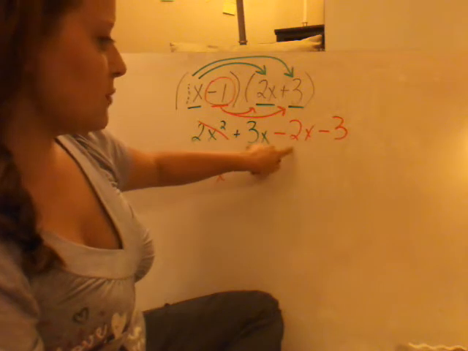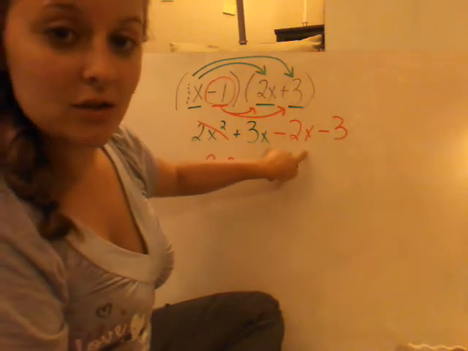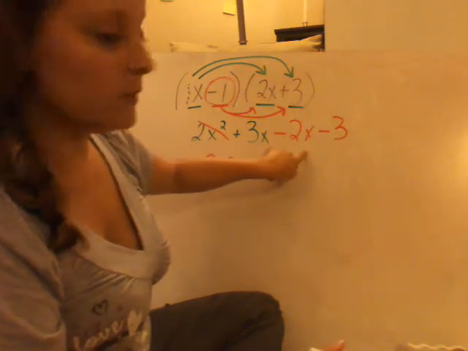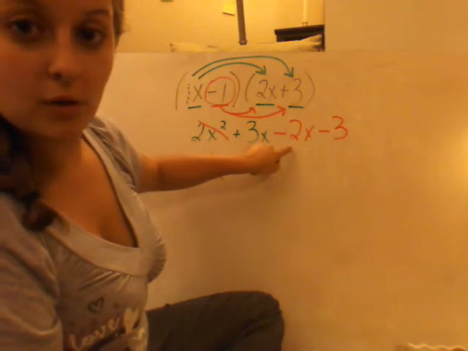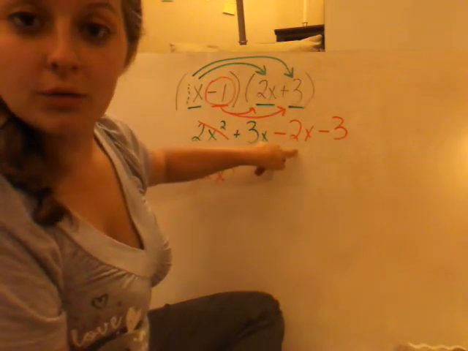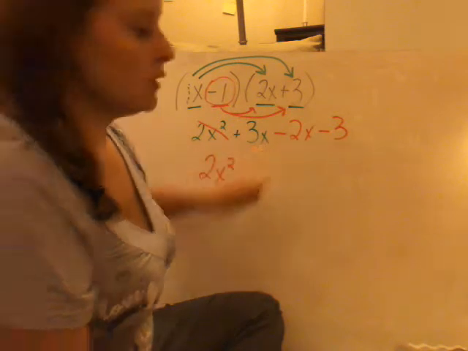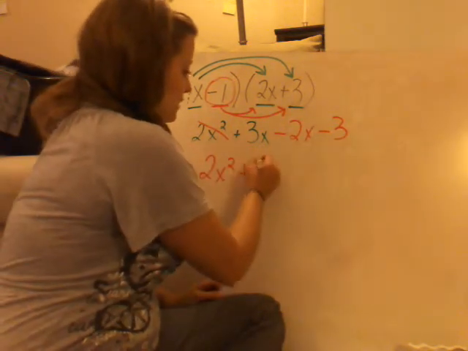So now I look at the numbers, because the x's are not going to change in this step. All I'm looking for is the numbers right here. So I have a positive 3 minus 2. 3 minus 2 is 1. So I have plus 1x.